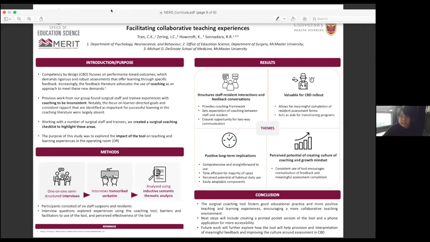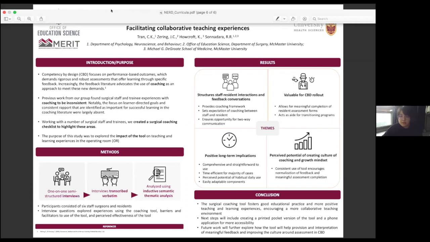Increasingly, the feedback literature is advocating for and emphasizing the use of coaching techniques to meet the new demands of CBME. Previous work from our group found that the surgical staff and resident experiences with coaching were vastly inconsistent and informal. And notably, the focus on learner-directed goals and consistent rapport, which are identified as really important for successful learning in the coaching literature, were largely absent. So working with several surgical staff and residents, our group designed this new coaching checklist to highlight these missing areas and fit within existing surgical activities.